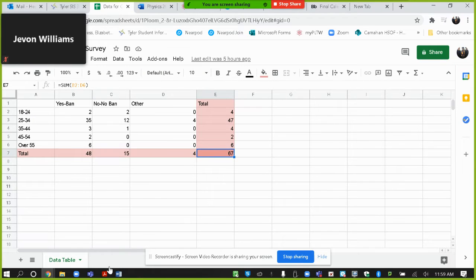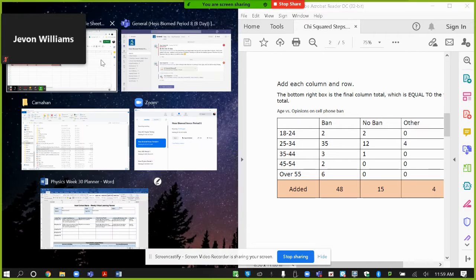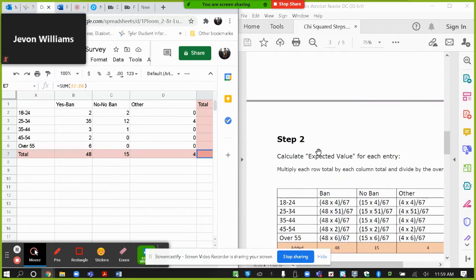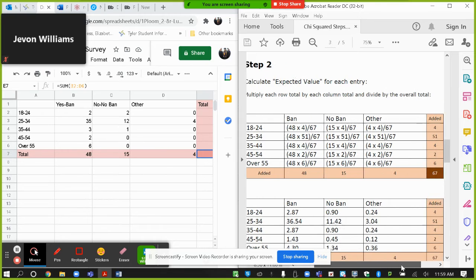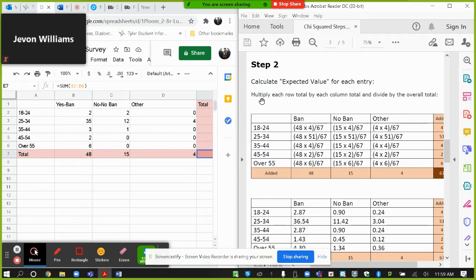Right, so anyways, we are on step 2. So I'm going to split my screen. You already did step 1. What we need to do is calculate the expected value for each entry. Okay, the formula is here. It says multiply each row total by each column total, and then divide by the overall total.